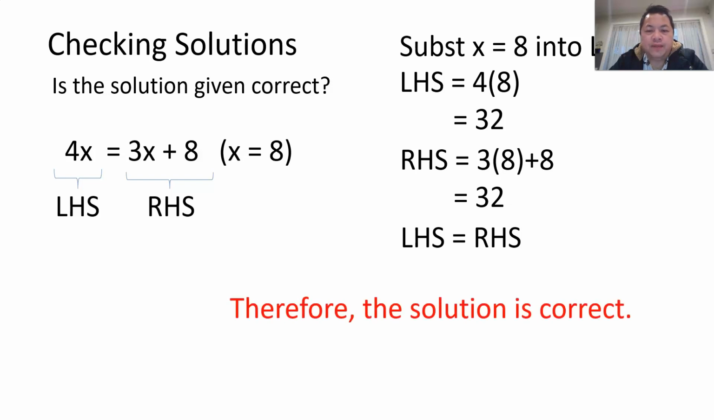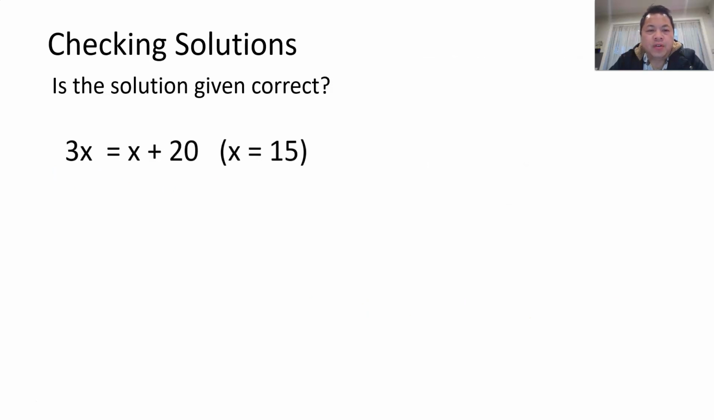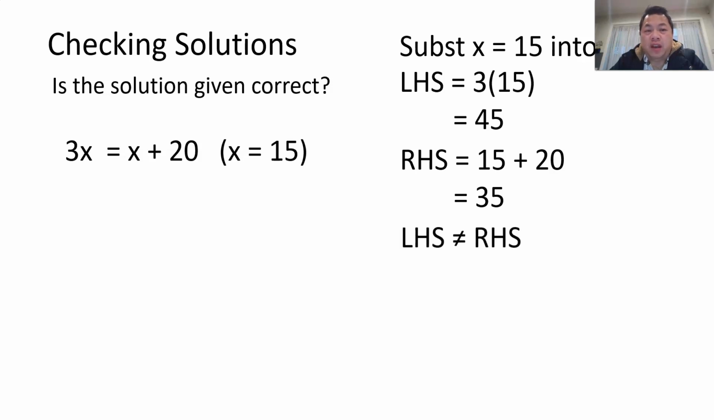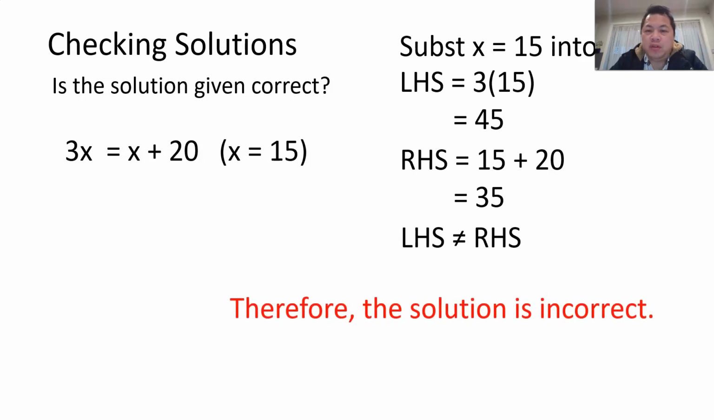So let's try another one. You have this equation, 3x equals x plus 20, x equals 15. Let's again use left-hand side and right-hand side. Substitute x equals 15 into the equation. Left-hand side is 3 times 15, which is 45. On the right-hand side, 15 plus 20 is 35. So left-hand side is not equal to right-hand side, and therefore the solution is incorrect, or simply means the solution is wrong. This is a good way moving forward for you to check whether your answer is correct whenever you are solving algebraic problems like this.